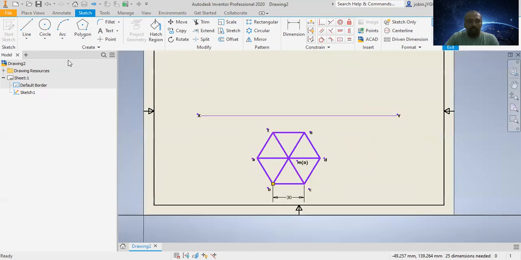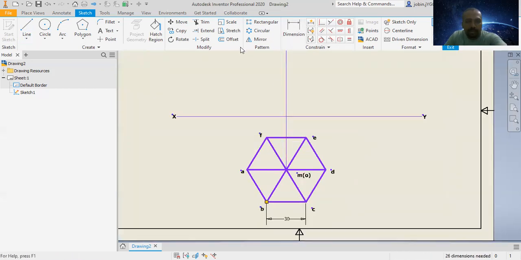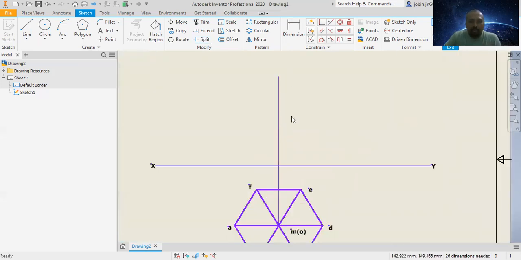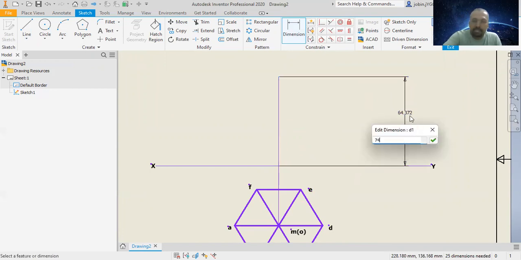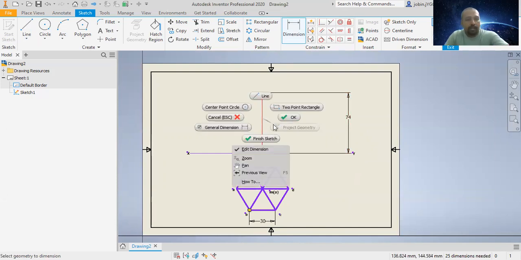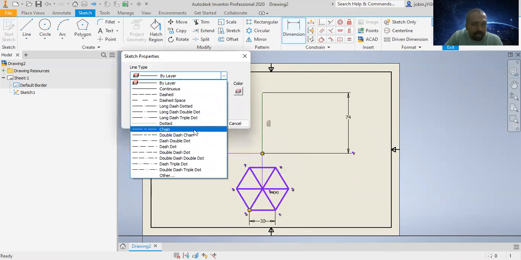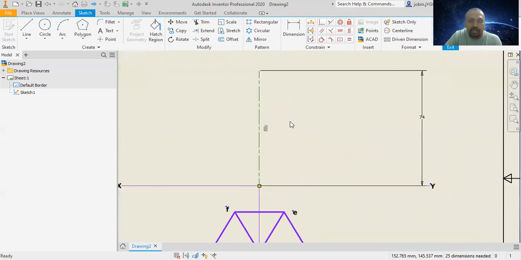So this is the top view. Then I will project the center line. I will draw a line from the center of the hexagon. Then above the XY line, I will change the height. What is the height? 74. So I will change that into 74 millimeter, and I will draw this line using a chain line. So this is the axis line.